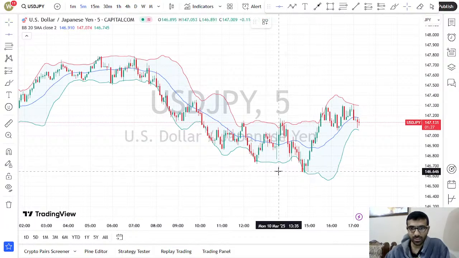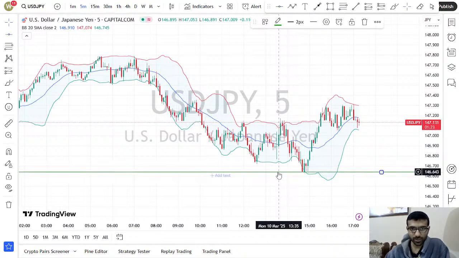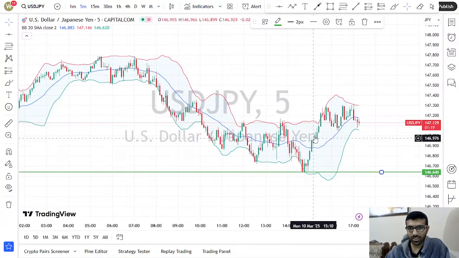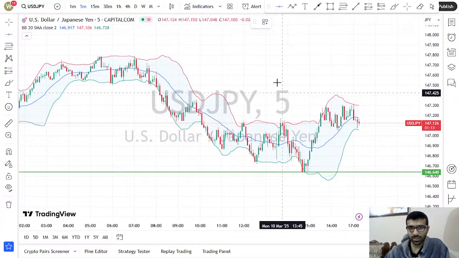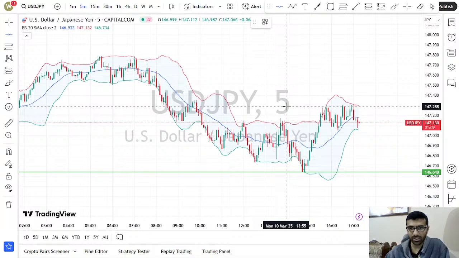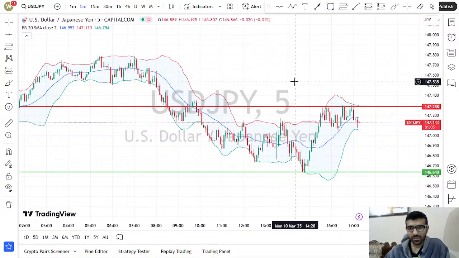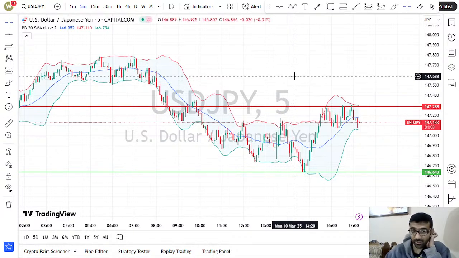Okay, so let us mark this lowest level as our area of tentative support, and where the market has gone at the highest level right now, this is the highest level that market has gone till now. Okay, so let us mark this area as our tentative area of upper resistance or the Bollinger sideways movement level.